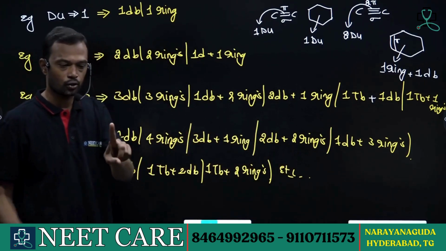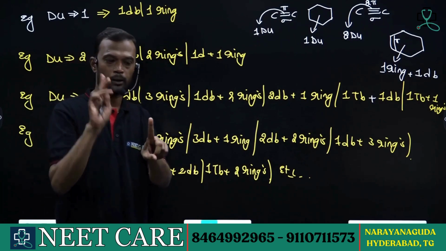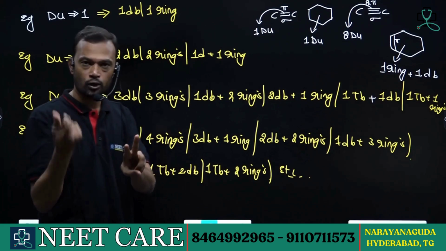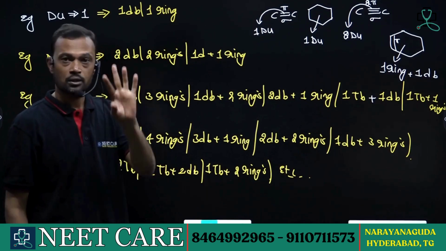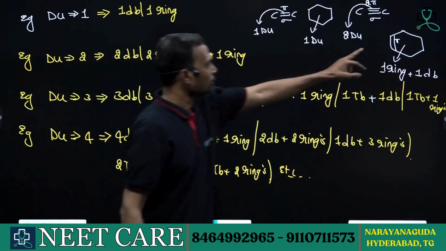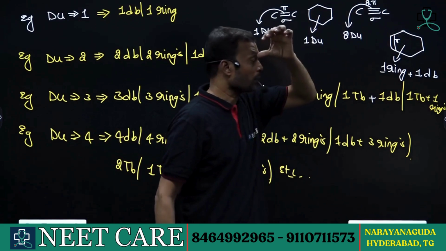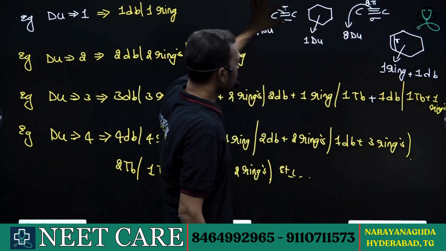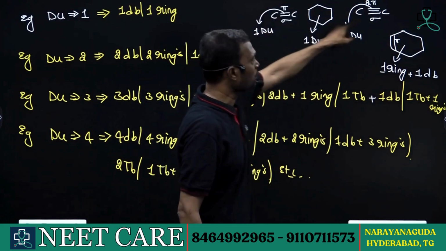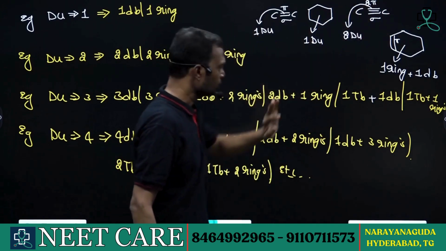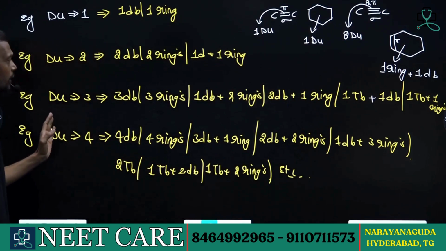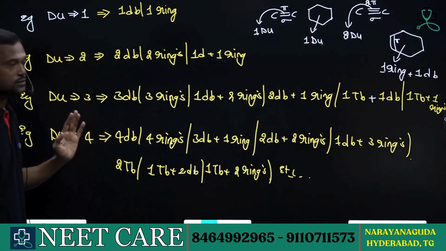Remember, every DU indicates one pi bond. One DU, one pi bond. Otherwise, DU indicates one ring formation. DU means one ring, DU means one pi bond. So a double bond has only one pi bond, and a triple bond has two pi bonds, like that. So these are the possibilities to identify DU.